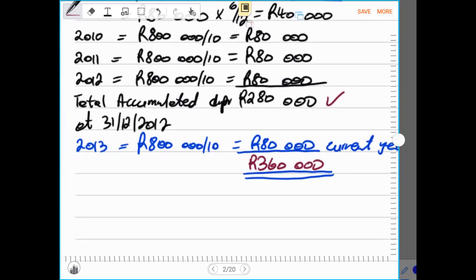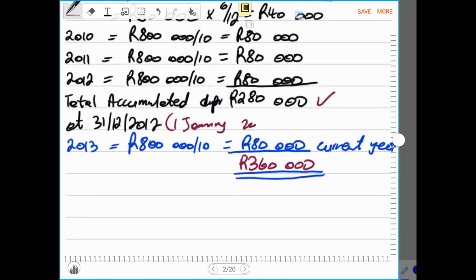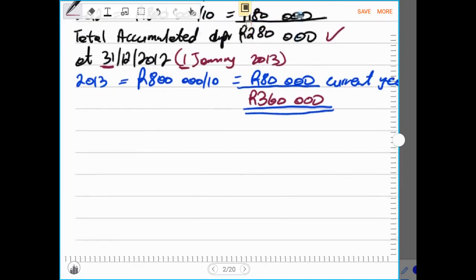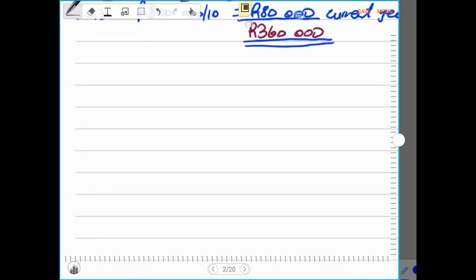However, this is the main focus with regards to the first question that we are responding to. So now this will be an opening balance of accumulated depreciation on the 1st of January in the year 2013. This is an opening balance because the closing balance at the end of December becomes the opening balance in January in the year 2013. So now the first machine, machine A, has been covered.